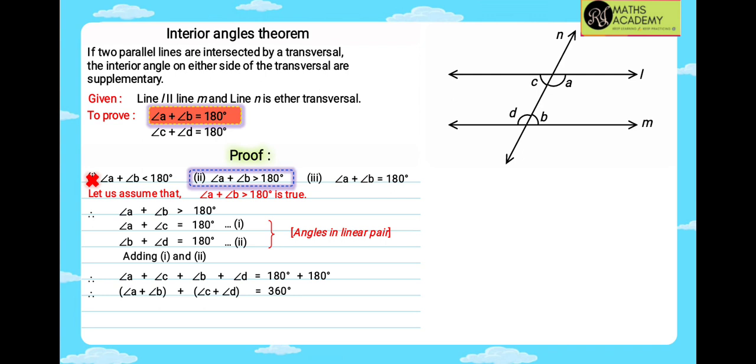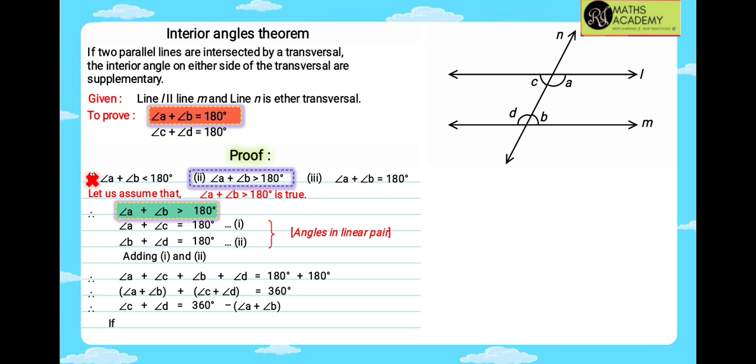So what is the next step? We're going to write this side, that is angle C plus D, which is equal to 360 minus (angle A plus angle B). Why angle A plus B?